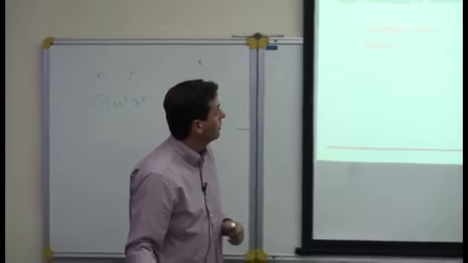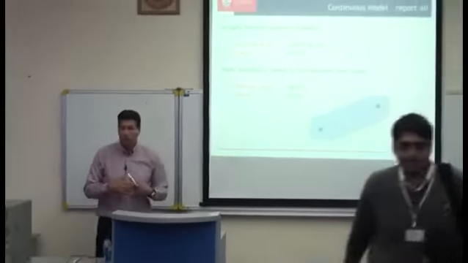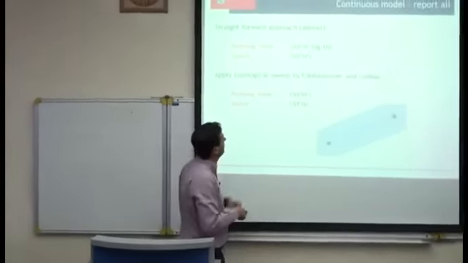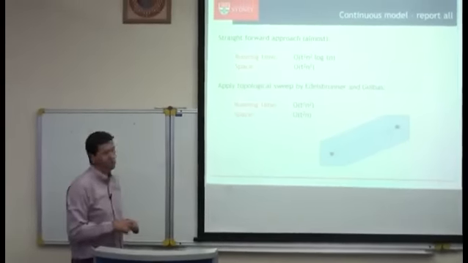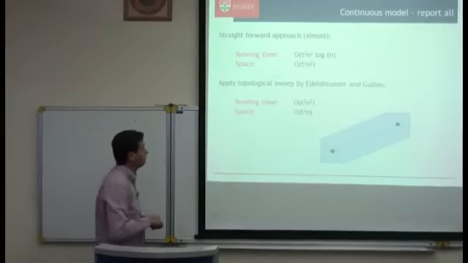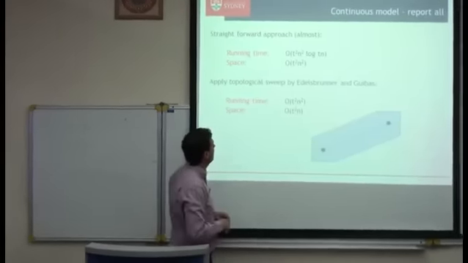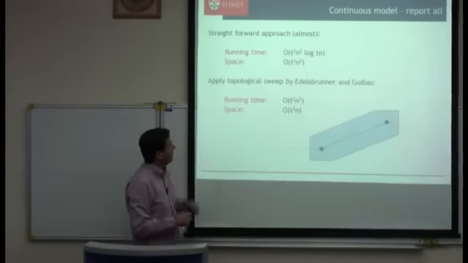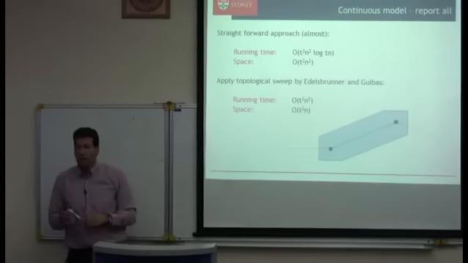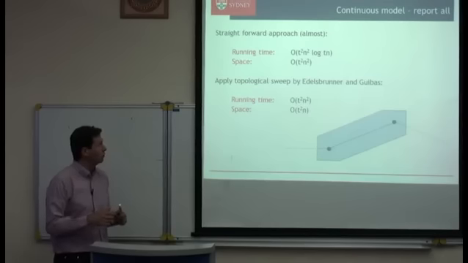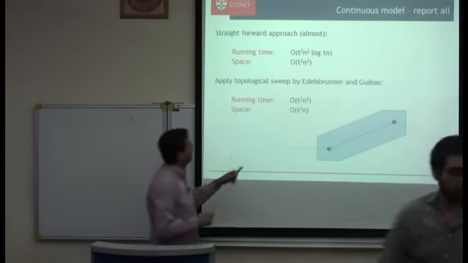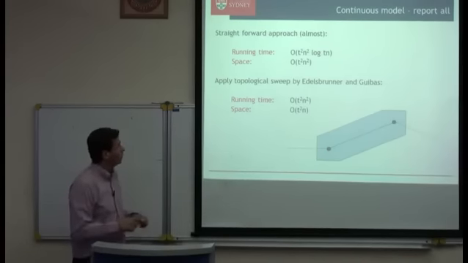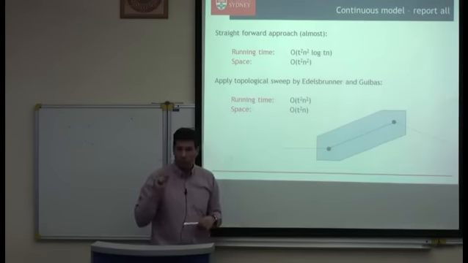The complexity of this: if I just do this naively, then the running time is tau squared n squared log tau n, and the amount of space I use is tau squared n squared. However, if you look at the problem a little bit, you can use an old idea by Edelsbrunner and Guibas. It's called topological sweep, and that improves the running time by a factor of log tau n and also the space. So you get a small improvement.